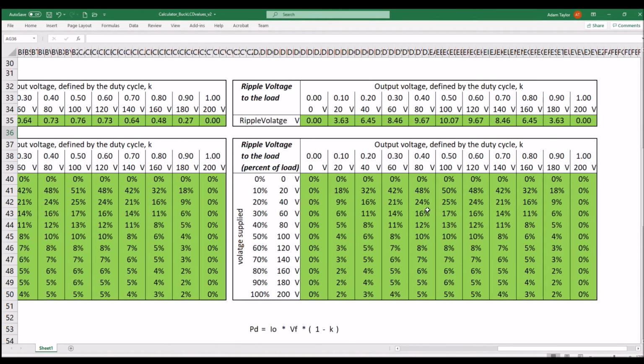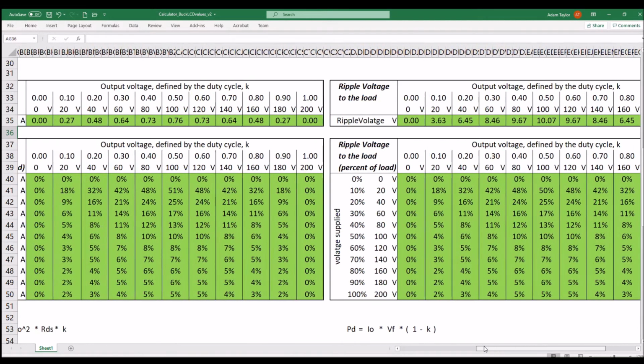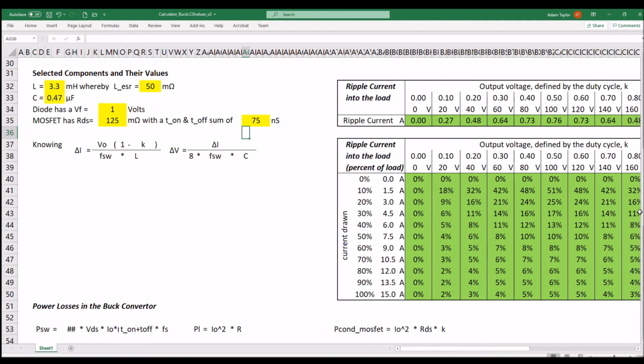We can see that in certain situations, we actually have a very large ripple voltage of 50% down here when we're running at 20% and a duty cycle of 0.5. We can see we actually get a very large ripple voltage. So if we carry on down, we can look at the power losses.